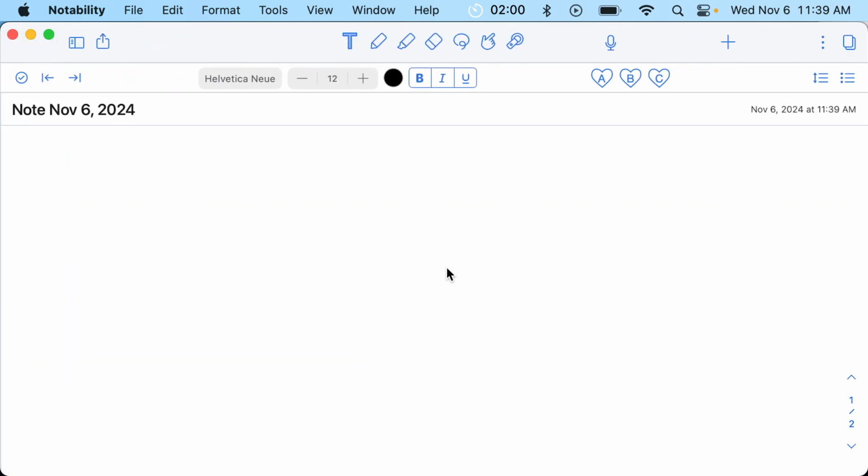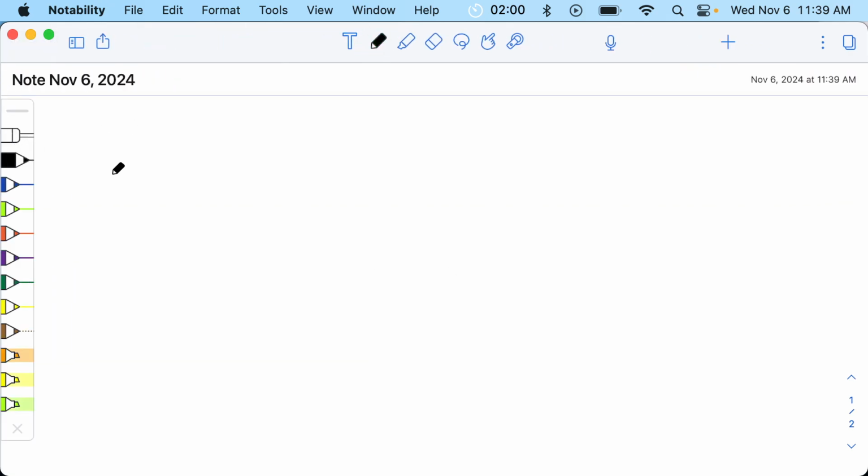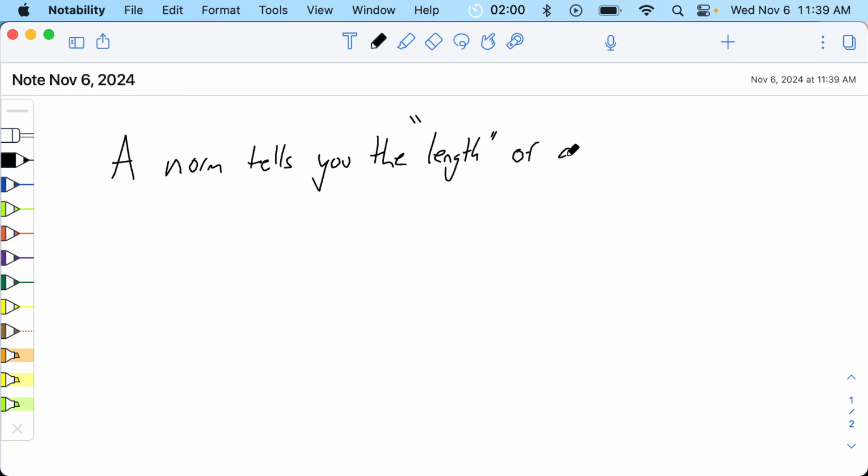So a norm tells you the length, in quotes, of a vector. And it's written like this. You have some vector x, which is x1, x2, and you do its norm. That tells you how long the vector is. But the thing about norms is there's more than one. The most common norm is the so-called L2 norm, or sometimes people just write the 2 norm.